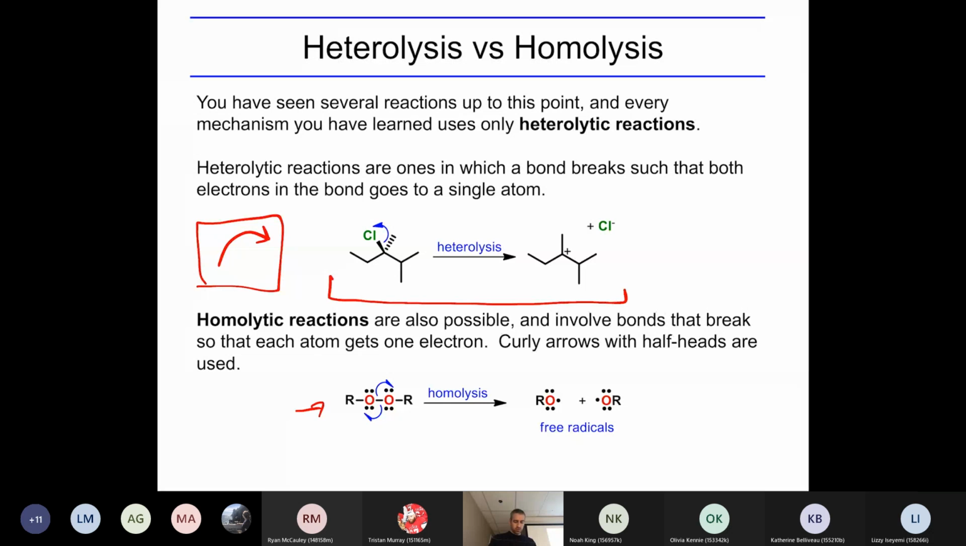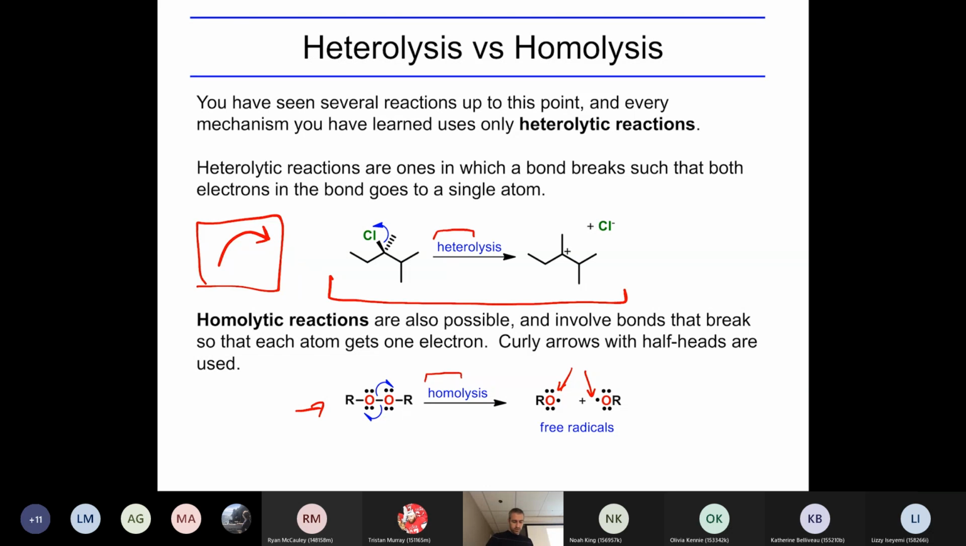such that one electron goes to one oxygen. You see there's one there. The other electron goes to the other. This is called homolysis. Homo means same, so it means both partners end up with the same number of electrons from that pair. Hetero means different. The two partners get different numbers of electrons after they split.